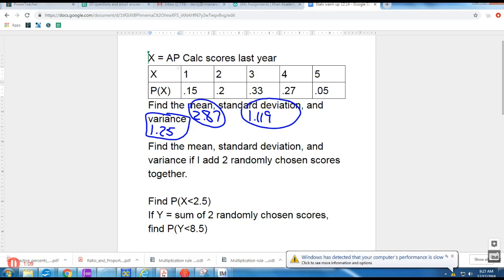What's Tom doing? So I've got a mean of 2.87 and a standard deviation of 1.119. And I've got another mean of 2.87 and a standard deviation of 1.119. Let's put them together to do the distribution.